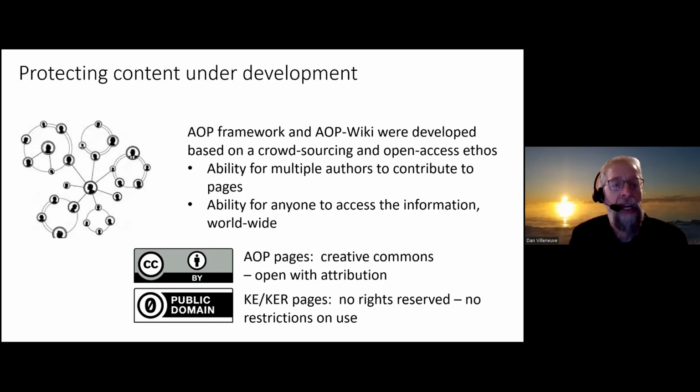related decisions. So with this in mind, the previous licensing in the AOP-Wiki had two types of licenses. The AOP pages were under a Creative Commons license that was completely open other than requiring attribution. The key event and key event relationship pages, because these were shared pages within the AOP-Wiki, were under a no rights reserved license. There were basically no restrictions at all on use. Next slide.